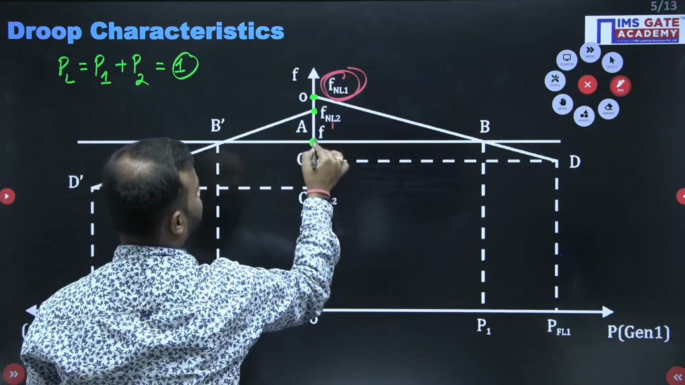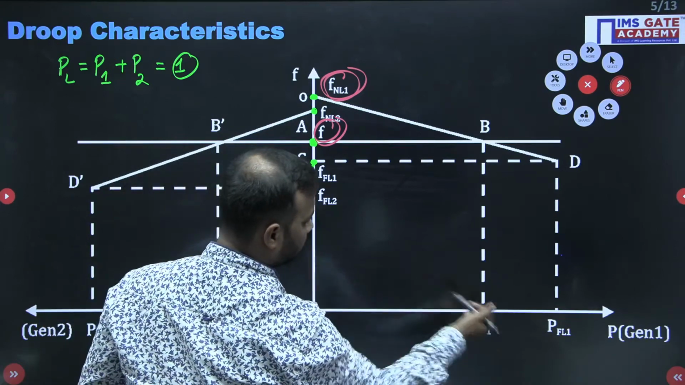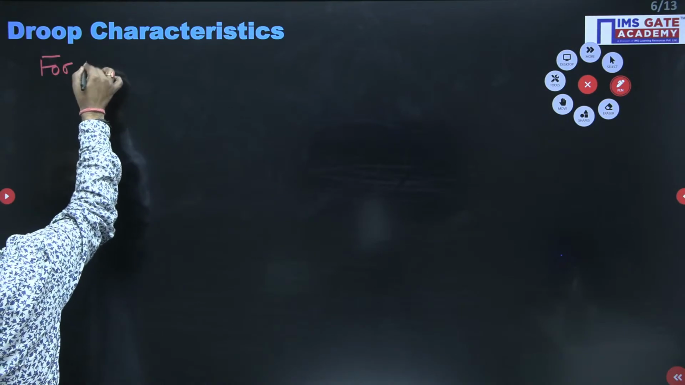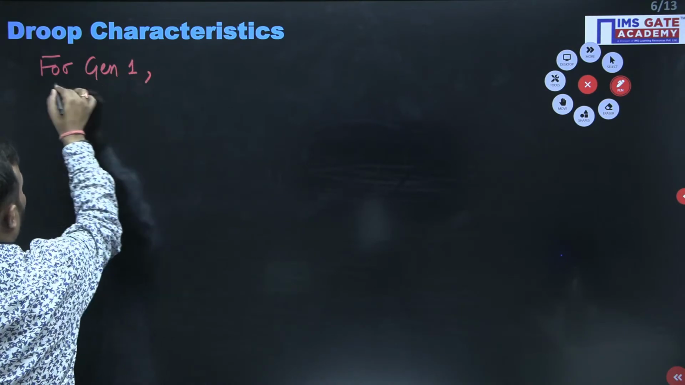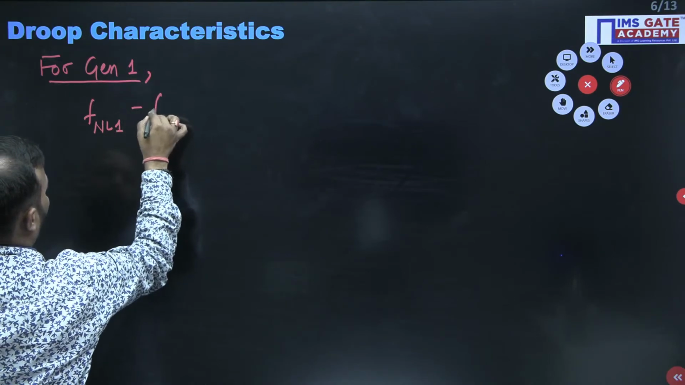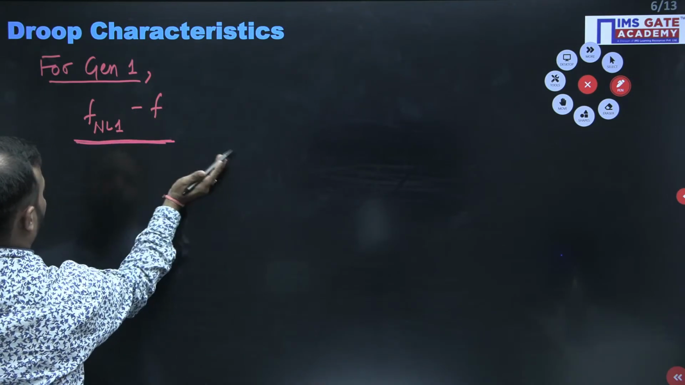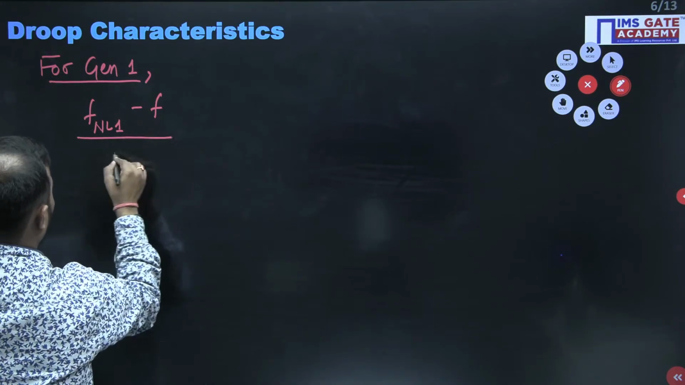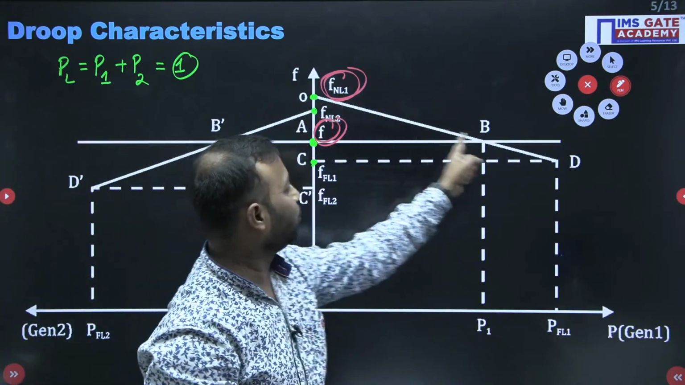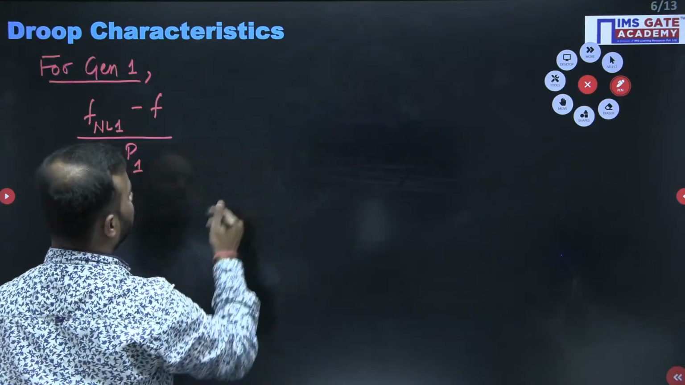Okay, all right. So what is tan theta for this particular triangle OAB? F no load 1 minus F divided by 0 minus P1. तो मैं यहाँ पे लिख रहा हूँ for generator 1. So F no load 1 minus F at which they are operating divided by minus P1, from the छोटा triangle. Now come to the bigger triangle.